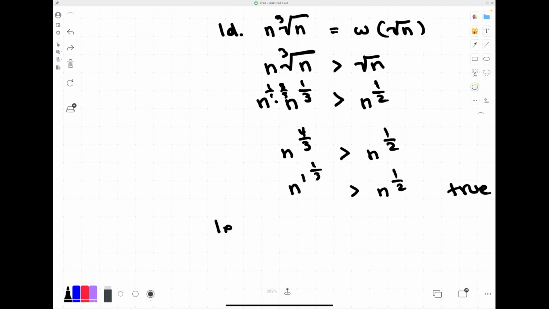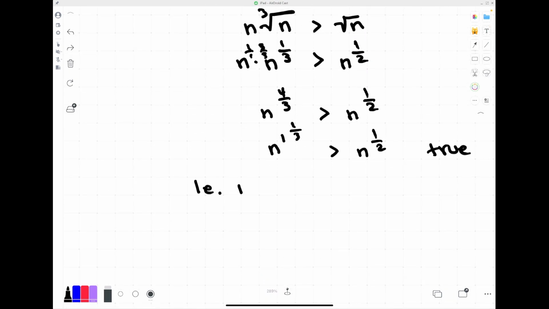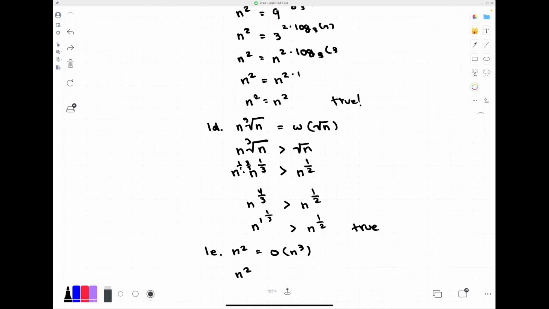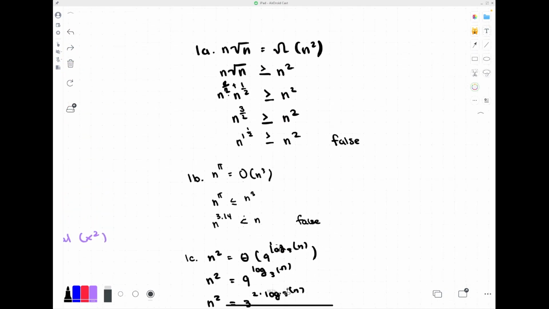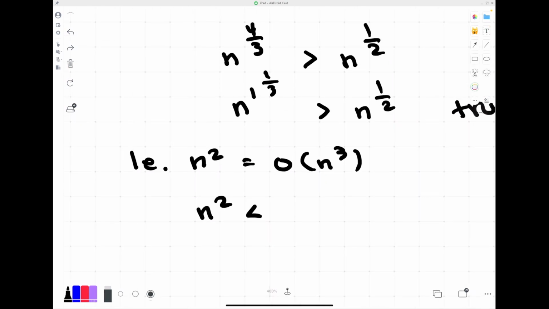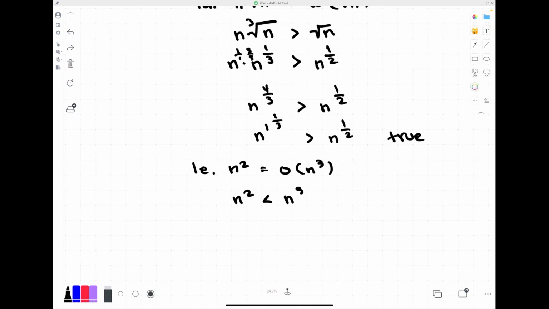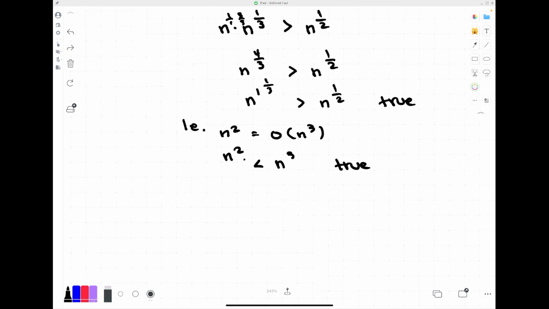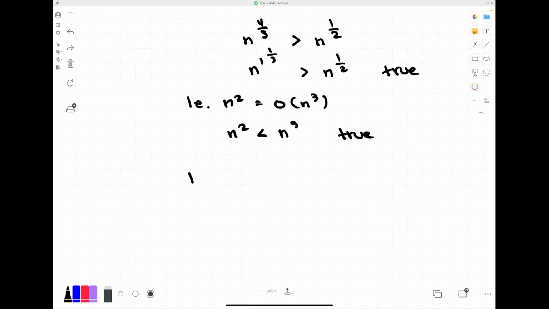Now we could do 1e. n squared is equal to little o n cubed. So n squared, little o is, should we have it? Oh, we don't. Little o is less than. So is n squared less than n cubed? Yes, so this is true. That one's pretty simple.